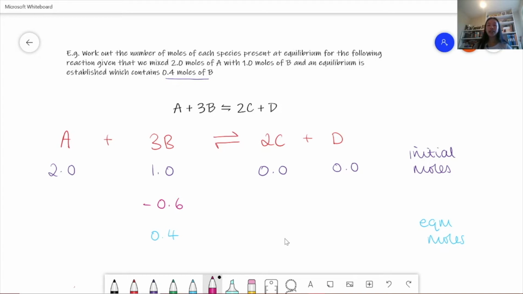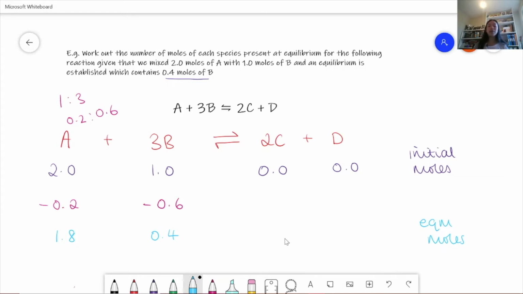So how do we find how many moles we've lost of A? Well, we use the ratio between A and B. So the ratio is 1 to 3. So that means if we've lost 0.6 moles of B, then that means that we've lost 0.2 moles of A. So this would be minus 0.2, and so the equilibrium moles of A would be 1.8. And then you do the same on the other side.